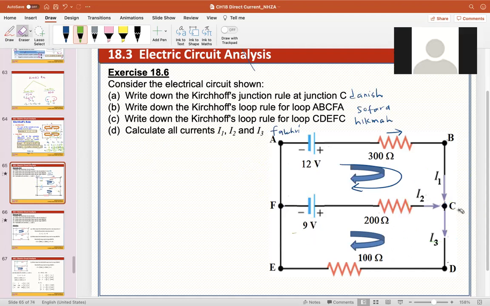That means, doctor, if towards the point, that means it's positive. Towards the point, yes, correct. Okay, thank you, doctor. All right.